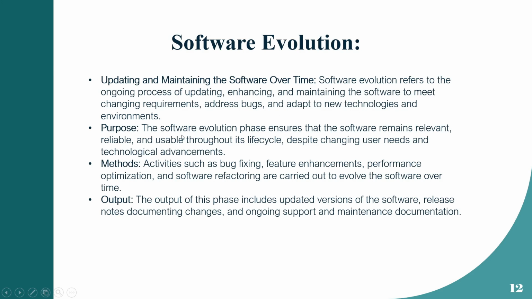Purpose. The software evolution phase ensures that the software remains relevant, reliable, and usable throughout its life cycle despite changing user needs and technological advancements. What are the methods? It includes activities such as bug fixing, feature enhancements, performance optimizations, and software refactoring, which are carried out to evolve the software over time. And outputs. The output of this phase includes updated versions of the software, release notes documenting changes, and ongoing support and maintenance documentation.